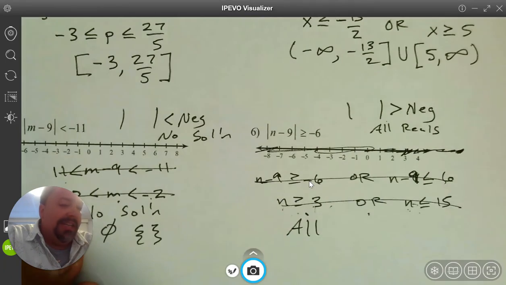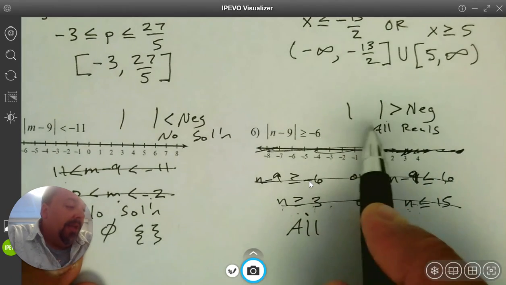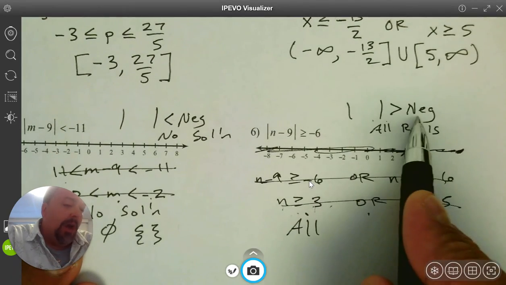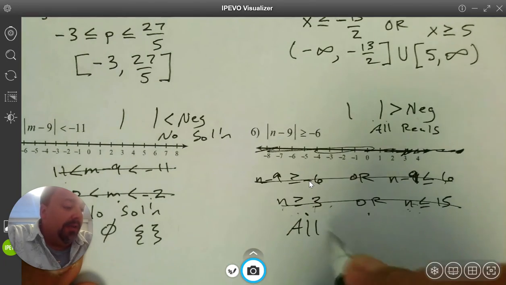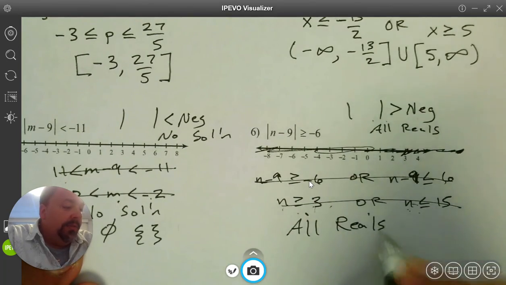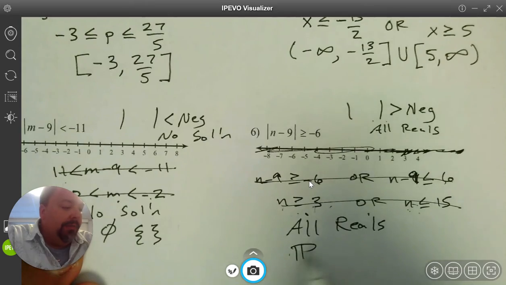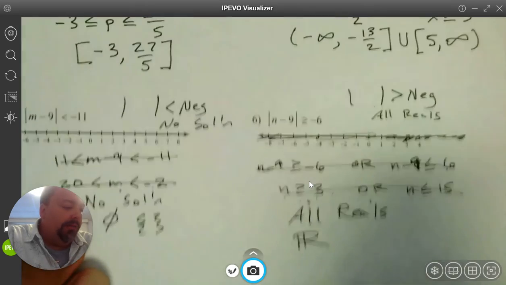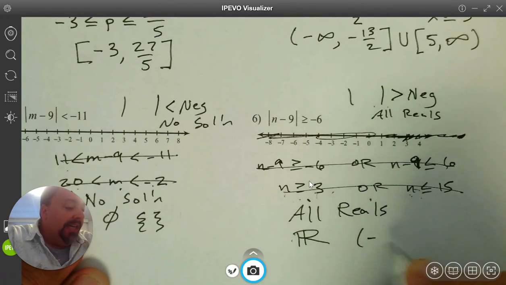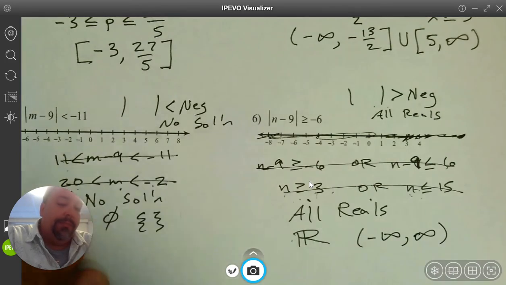Again, you don't have to show your work for me. Just realize that absolute value is always bigger than a negative, and you always get all reals, which you can write like that. You could abbreviate with the letter R, or you can write as negative infinity to infinity with parentheses around it. The infinities always have parentheses when we write as intervals.